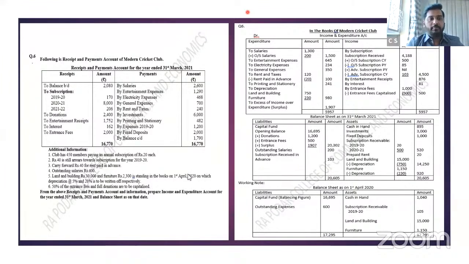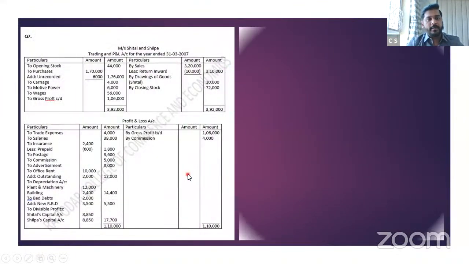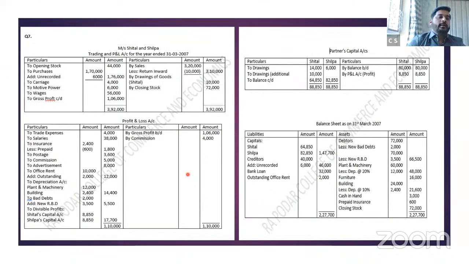Coming to the main thing, I was talking about final accounts. In this, avoid writing GP, bring it down. When you write here, you can write this as to divisible profits, or you can write it as to partners' capital. What is the ideal way? If you ask me, I would write here as to partners' capital account, because you are transferring it to partners' capital. So profit is transferred to partners' capital account, hence it is better to write partners' capital account.